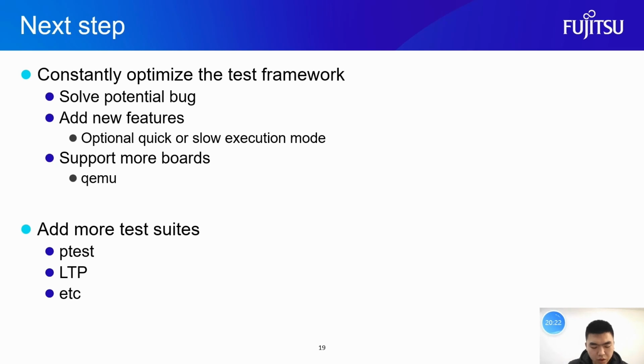Third, we also want to support more test boards. The currently supported test board is a Raspberry Pi 4. As the next step, we're going to support QEMU x86-64 for the test. Then, we still need to add more tests. We're now continuing to append to the current test framework with the pytest suite, ptest suite, and LTP suite.